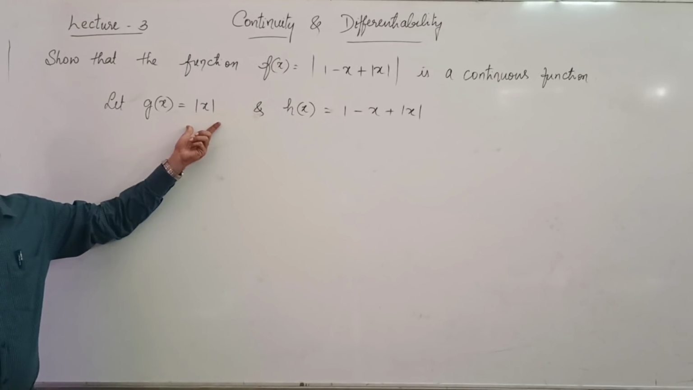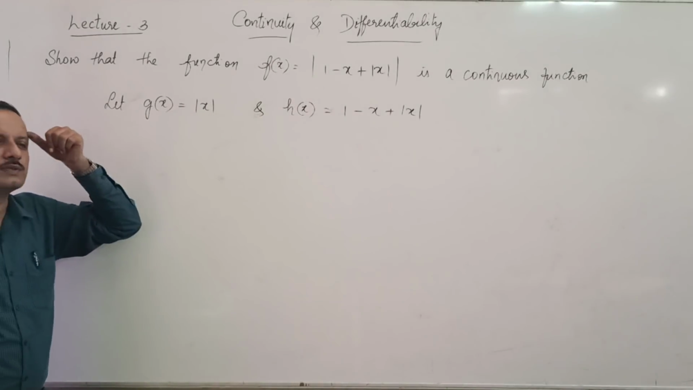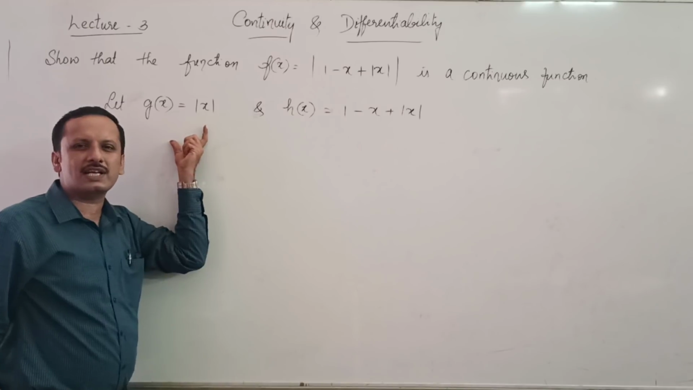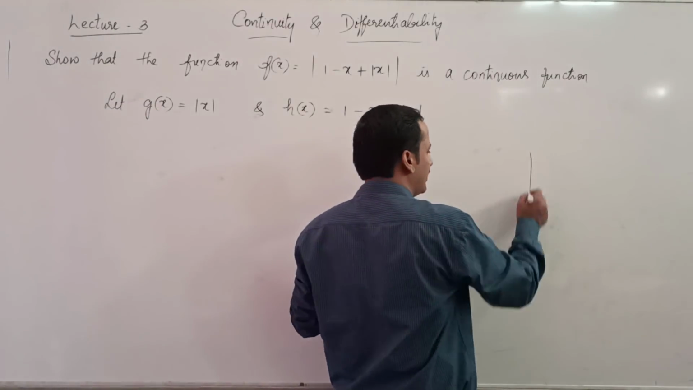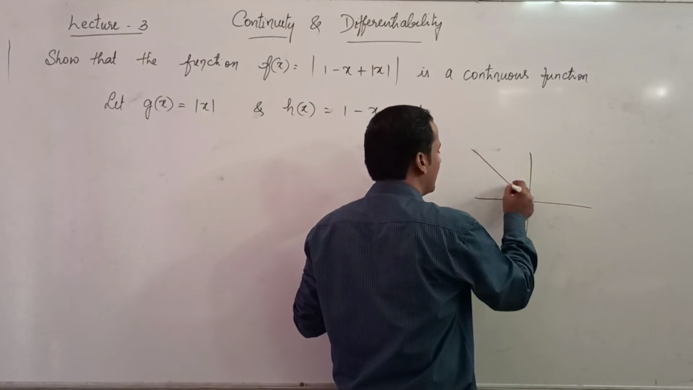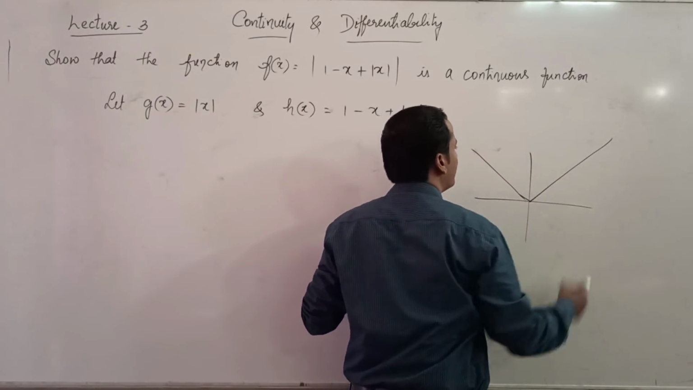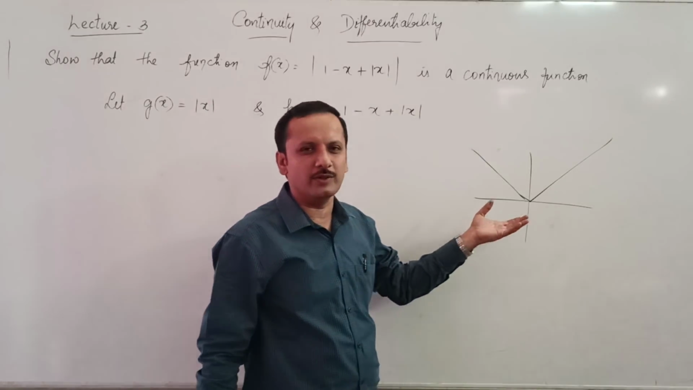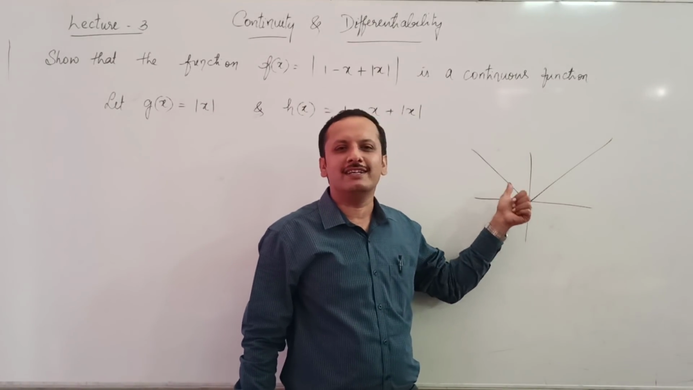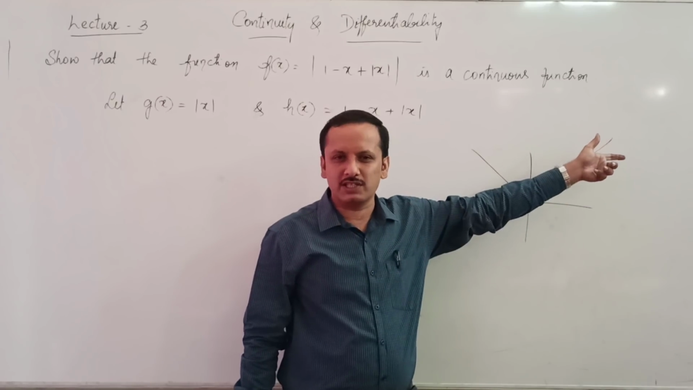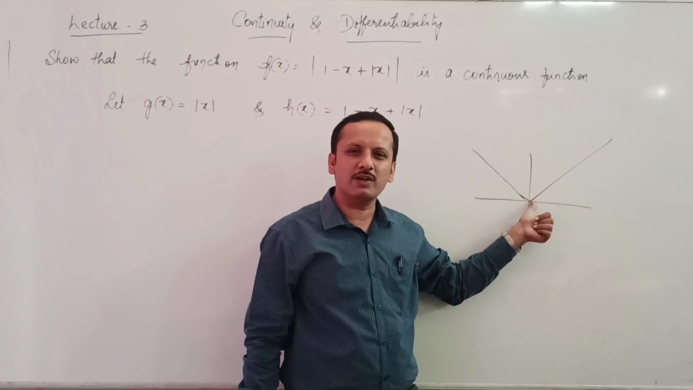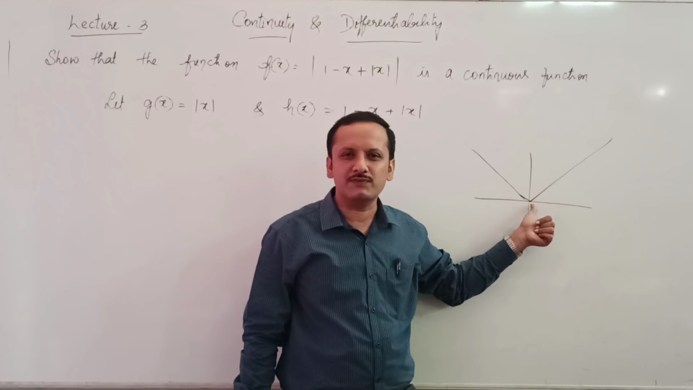G of x, mod x, already we have seen that it is continuous at x equal to 0. Everywhere else it is obvious that it is continuous. So look at this graph. I can draw this graph without lifting the pen. So mod x is a continuous function. We have tested the continuity of this function at x equal to 0.